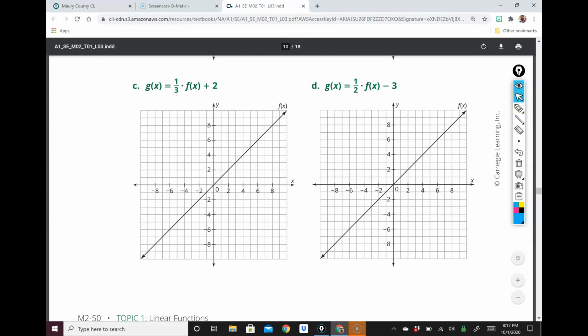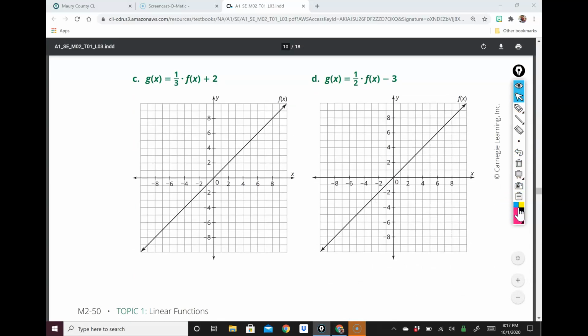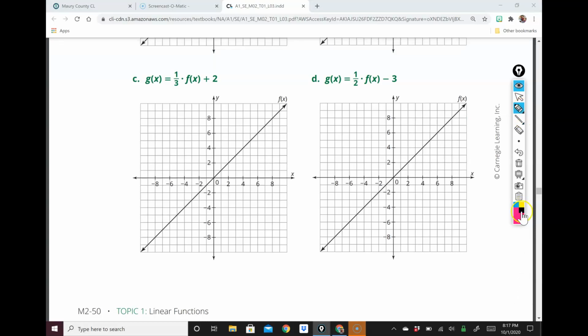Part C. We're going to multiply 1/3 times x. So g of x is going to be 1/3 x. So 1/3 is going to be my slope. Add 2. So I'm going to start at 2 on the y-axis. And I'm going to go up 1 to the right 3. Down 1 to the left 3. And there is my function g of x. And there is my equation.